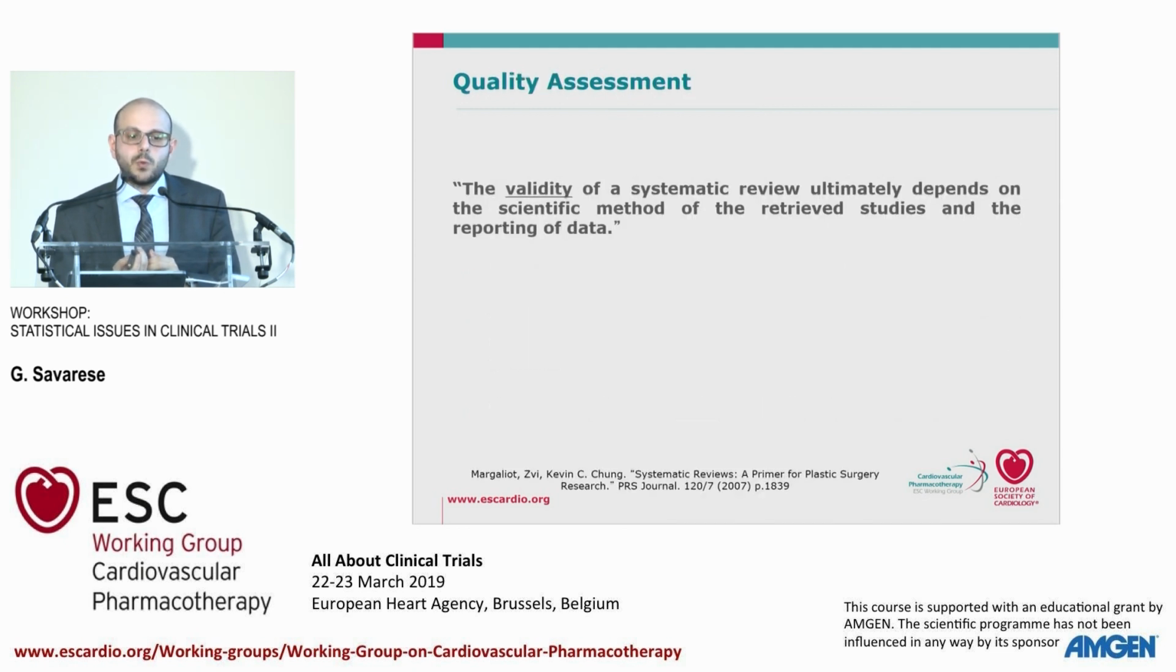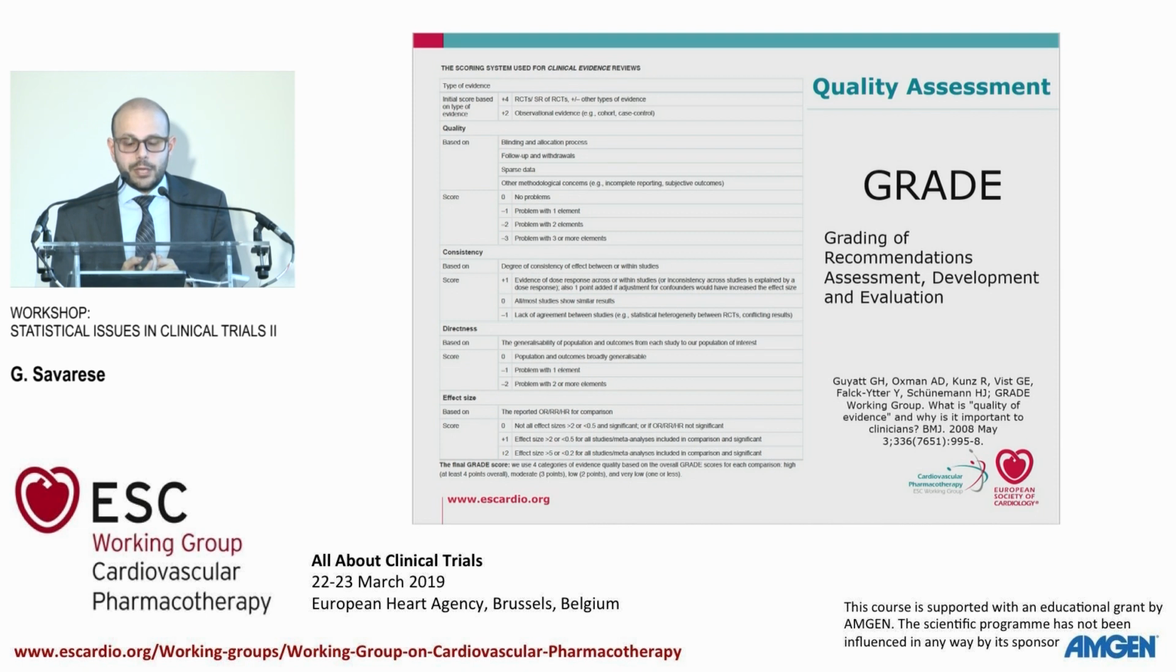Then it's important to assess the quality of the studies included in the systematic review and meta-analysis, because of course you are going to pool data, and if you are pooling data from very poor publications, you will get a very poor meta-analysis. So the validity of a systematic review depends on the scientific method of the retrieved studies and the reporting of data. So you can actually assess the quality of the studies included in the meta-analysis using several tools.